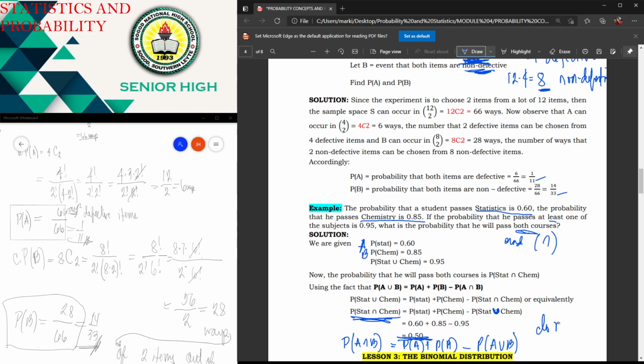Do not forget to put the probability notation. So again, therefore, the probability that he will pass both courses is 0.50. Okay, so that's it.